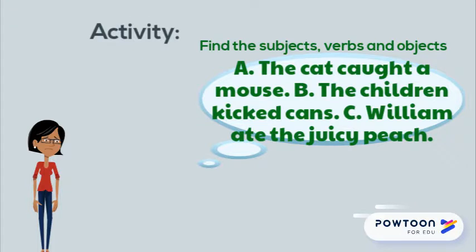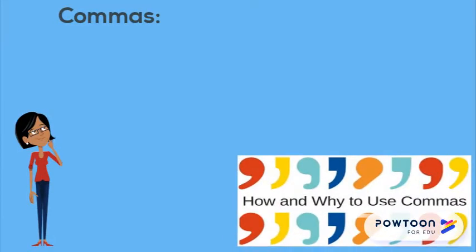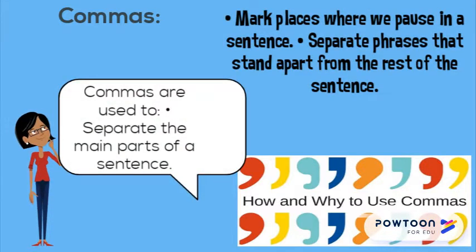Verbs: transitive and intransitive. When verbs have objects, we say they are transitive verbs. Example, I flipped the coin. The verb is flipped and the object is the coin. When a verb does not have an object, we say it is an intransitive verb.